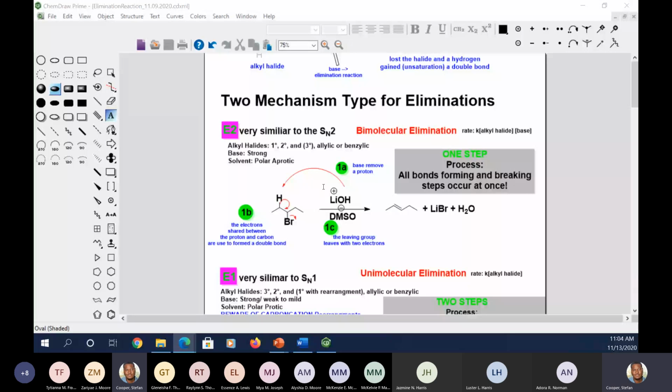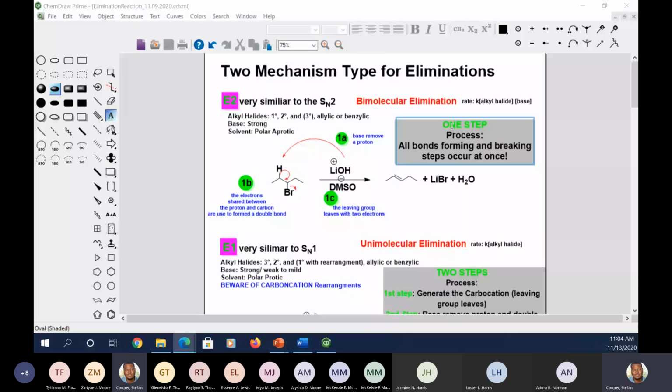All right. We talked about the fact that these are all a one-step process. That means that all the bond breaking and forming steps occur all at once. So what happens to get things going is that the base is going to remove a proton. Those corresponding electrons in that bond are going to try to form a double bond while kicking off the leaving group. That's going to give me my alkene product and my potential byproducts. Okay, so we said base removes a proton. The electrons shared between the proton and carbon are used to form a double bond, and the leaving group is going to leave with 2 electrons.